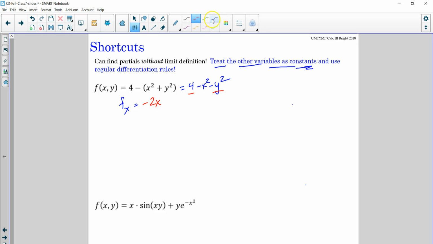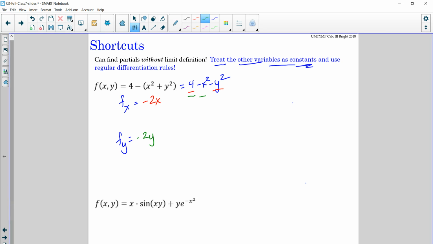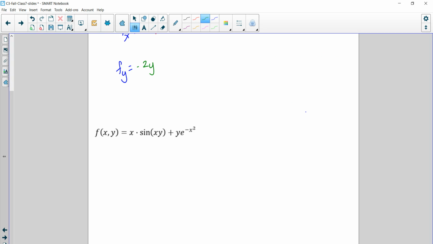Okay. Similarly, if I want to find the partial derivative of f with respect to y, again, now I treat 4 and the x squared as constants, and constants differentiate to 0, and I just end up with minus 2y. Oh, isn't that fun? Okay. And so even more complicated functions, we can do these kind of quickly.